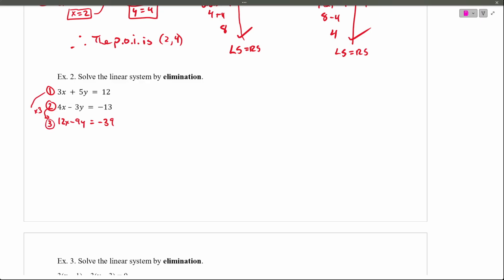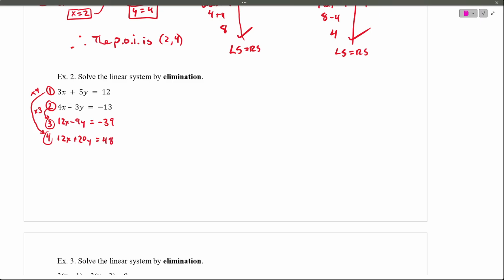Now the next one, equation 1, to get it to 12, we have to multiply it by 4. All right, so this is going to be equation 4 when we're all said and done. So 3x times 4 is going to give us 12x. Good, we have a matching coefficient now. 5 times 4, that's going to give us positive 20y. And we have 12 times 4, which is going to give us 48, not 44.